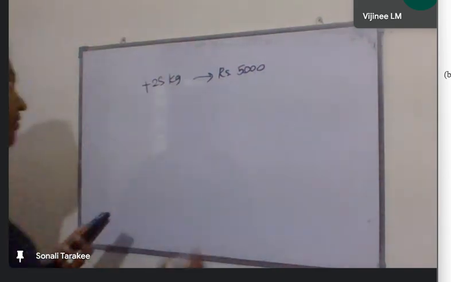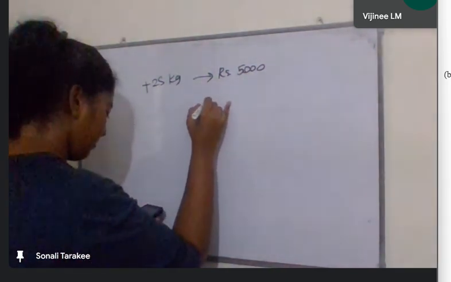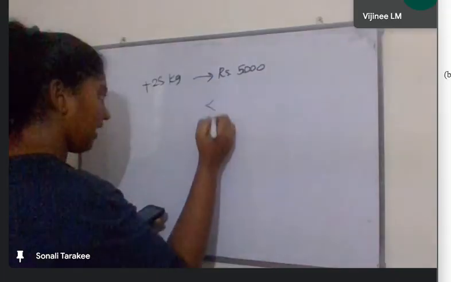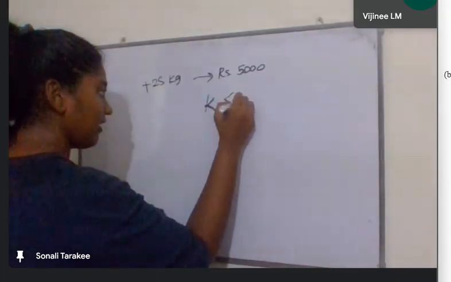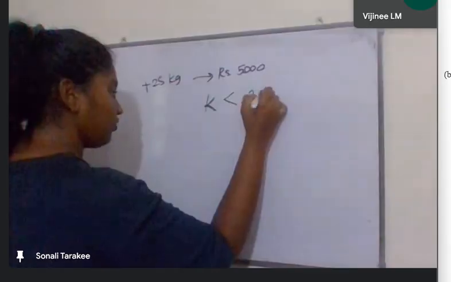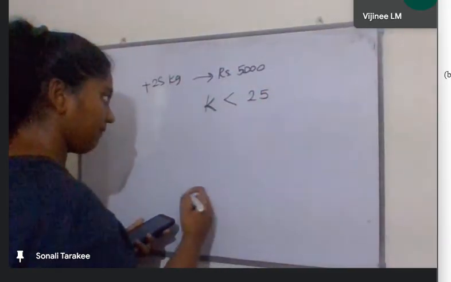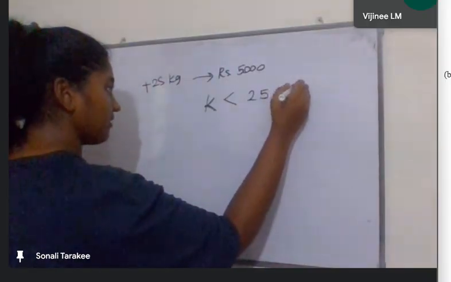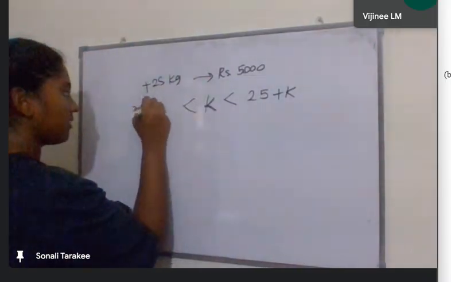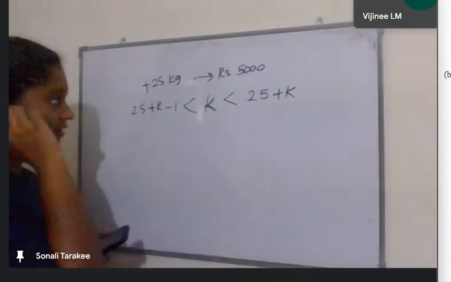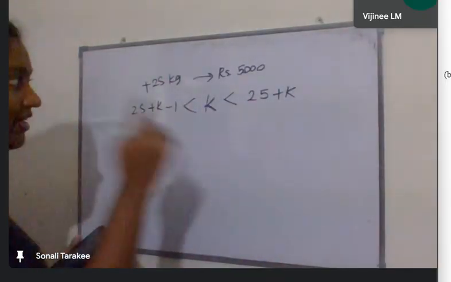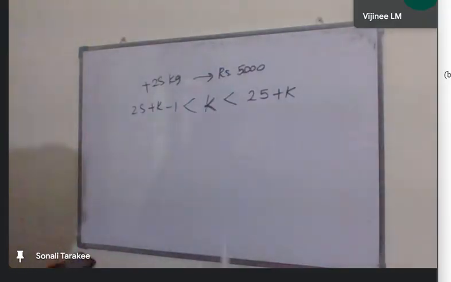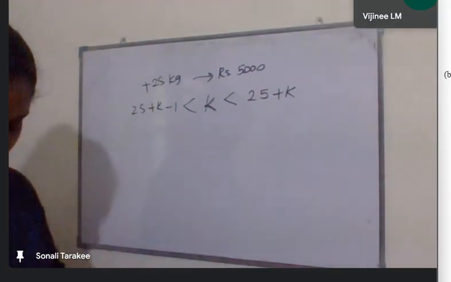Let's suppose they have K, and K should be 25 plus K and 25 plus K minus 1. We'll talk about this condition later because they'll use the condition in the sum.